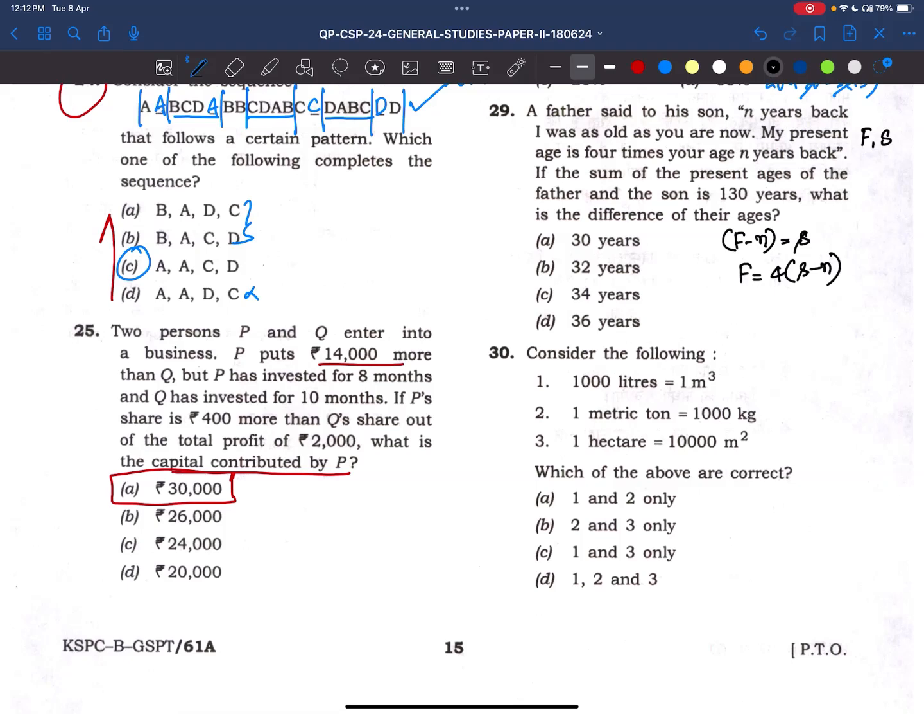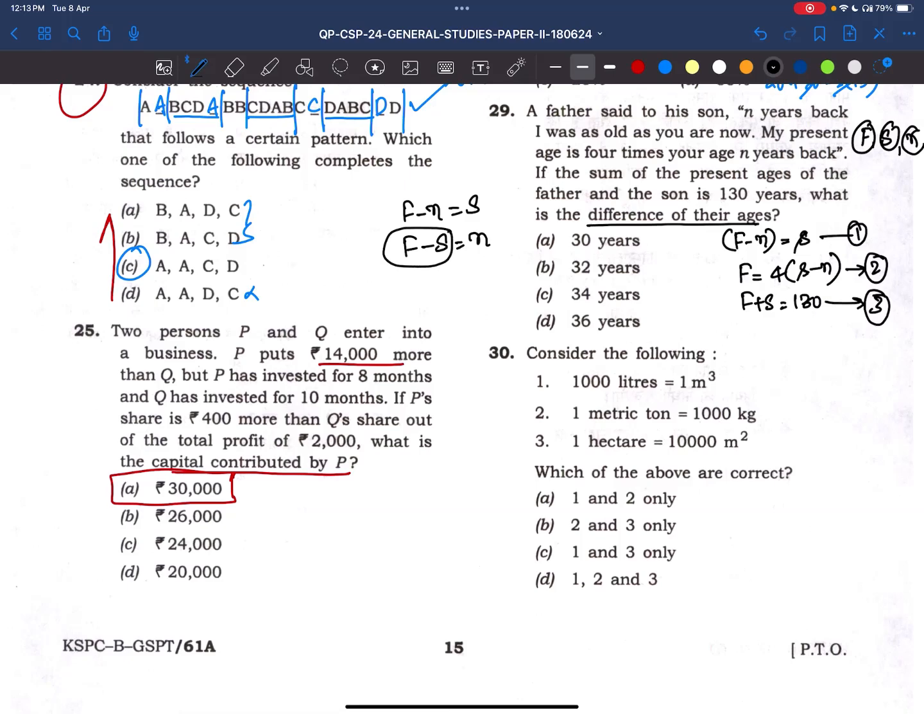If the sum of present ages of father and son is 130. This is equation number 1. Equation number 2. You are also given F plus S is equals to 130. See, we have 3 variables: F father's age, S son's age, and N years back. But now what is asked? What is the difference of their ages? See, from the first equation, F minus N is equals to S. That F minus S is equals to N. It is asking the difference of their ages. So difference of their ages will be N. That means if you get the value of N, you got the answer.